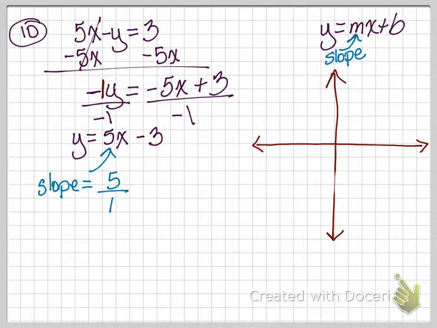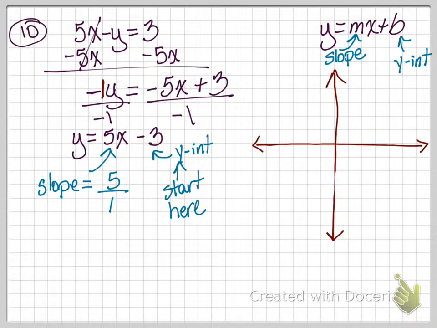What's my negative 3? It's not my x-intercept, but my y-intercept. So you're very, very close. This is my y-intercept. That is where I start. I always start at my y-intercept. So I'm going to put start here. Okay? So I'm going to start at y equals negative 3. That's right here. Y equals negative 3 is right there.